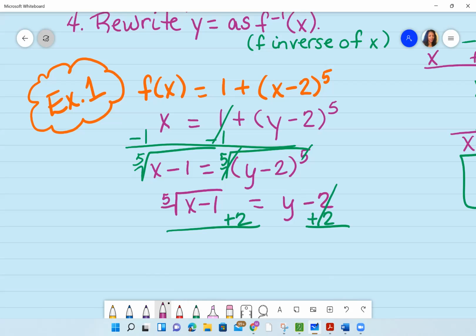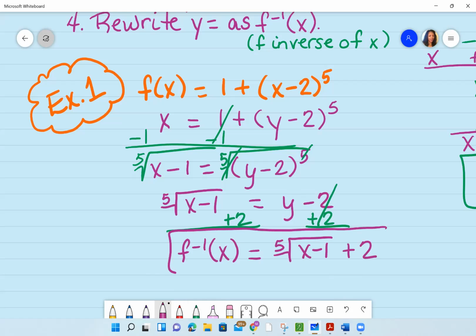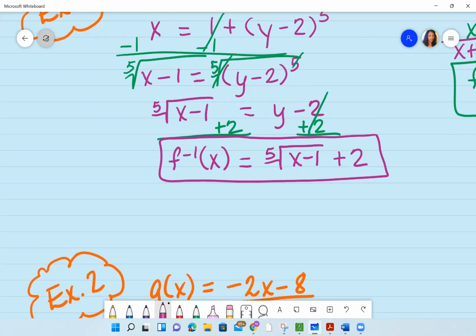And so I end up with f inverse of x is equal to the 5th root of the quantity of x minus 1. Do not put the +2 under the radical. It goes out to the side. That's the answer for that one. Example 2.